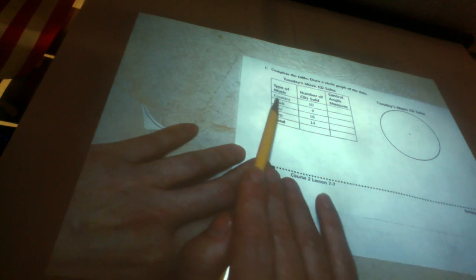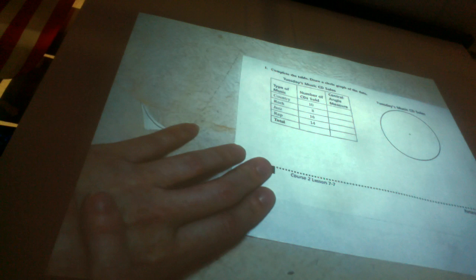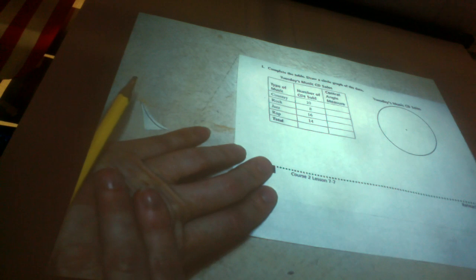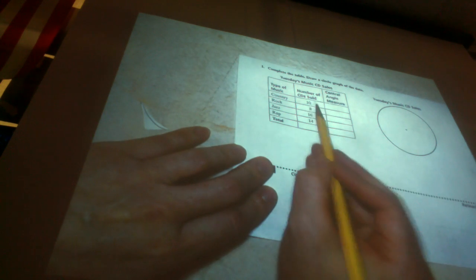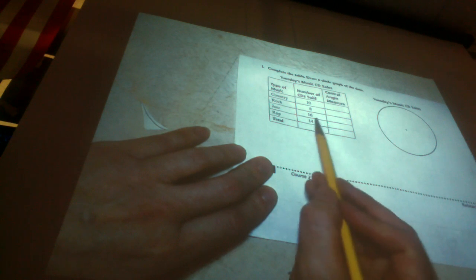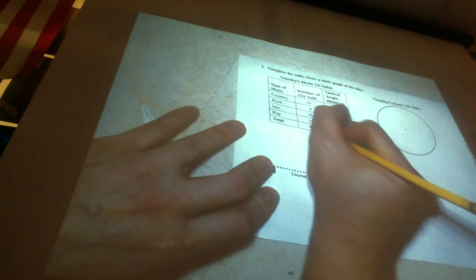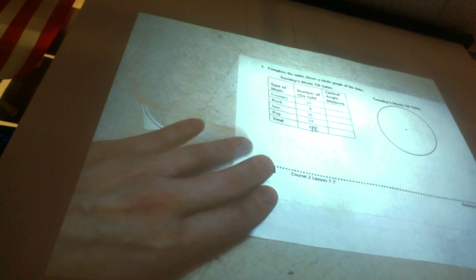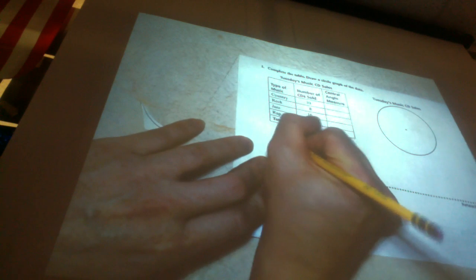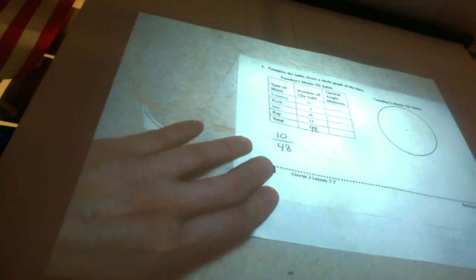First, we need to come up with a fraction. There were 10 country CDs sold. What fraction of the CDs sold were country music? Well, we need to add up all of them. So 16 plus 14 is 30, plus 10 is 40, plus 8 is 48. We have 48 total CDs, so the fraction of those CDs that were country is 10 out of 48. That's what fraction, or percent, of the circle is country.